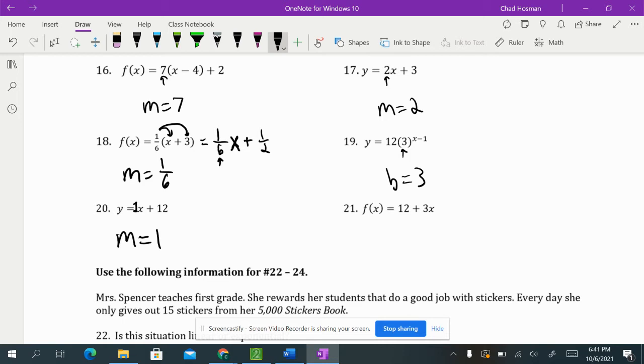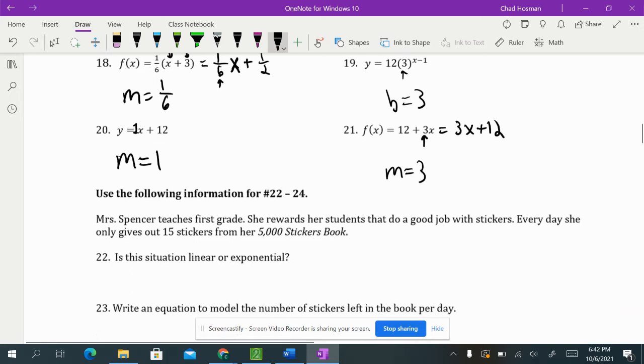All right, number 21 is kind of a tricky one because it is in slope-intercept form, y equals mx plus b, but it's kind of out of order. This is really y equals b plus mx. The big thing to remember here is that the slope is always attached to the variable. So that slope has to be 3 because 3 is what's attached to the variable. You can even rewrite it as 3x plus 12, and it might make it a little more clear for you.